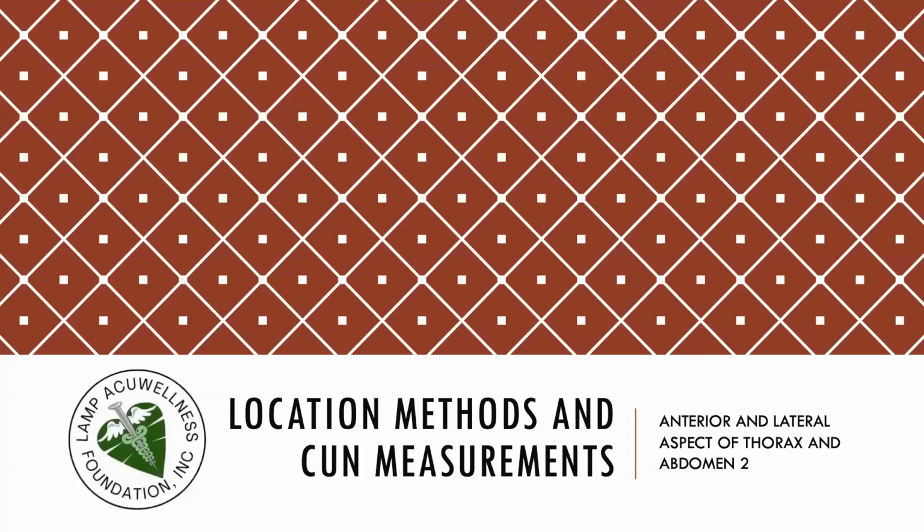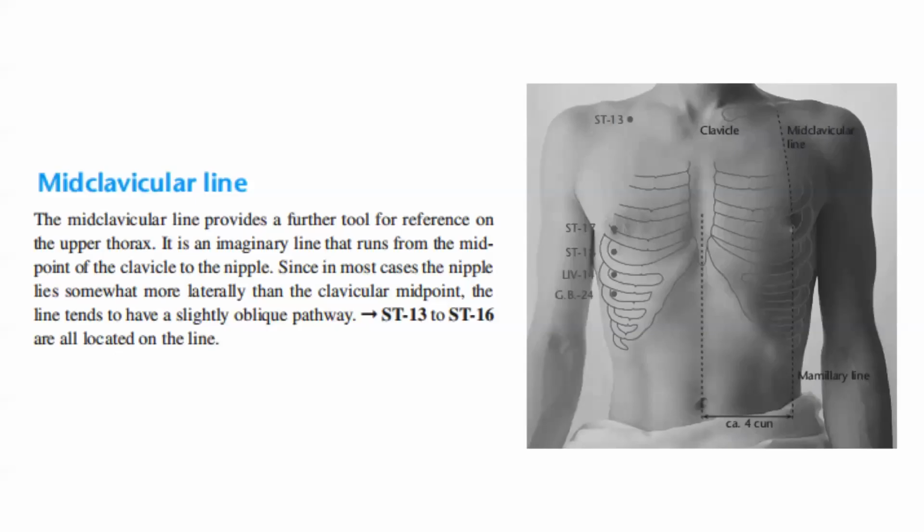Let's continue with the anterior and lateral aspect of the thorax and abdomen under location methods and measurements. The midclavicular line provides a further tool for reference on the upper thorax. It is an imaginary line that runs from the midpoint of the clavicle to the nipple. Since in most cases the nipple lies somewhat more laterally than the clavicular midpoint, the line tends to have a slightly oblique pathway. Stomach 13 to Stomach 16 are all located on the line.